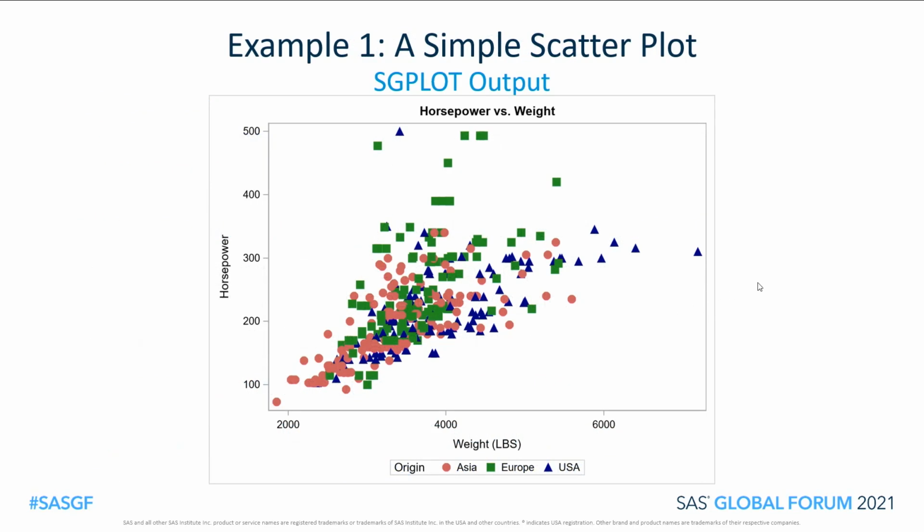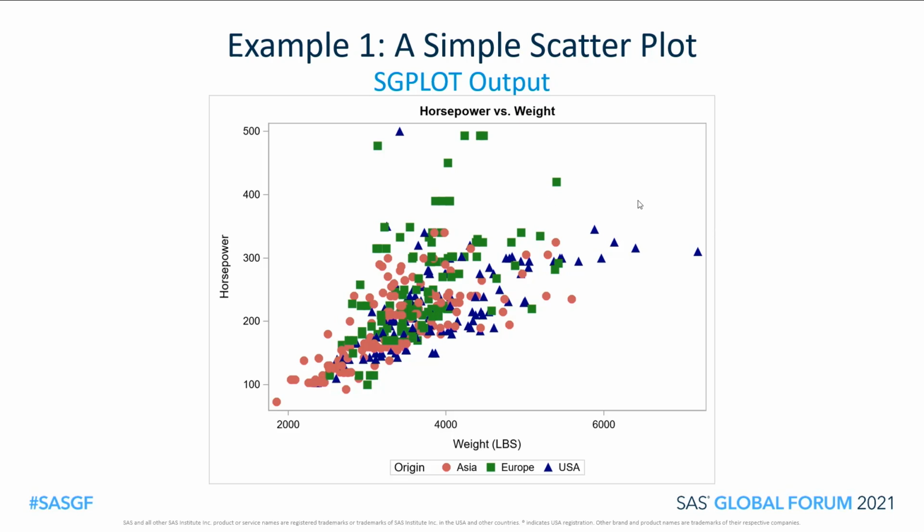Here is the output from our PROC SGPLOT. We have the Indian red circle representing a vehicle from Asia and plotted at horsepower and weight. We have the green square for Europe and the navy triangle for USA. I also added a title. I didn't show that on the slide because there wasn't room. That's just a basic title statement. There's much more we could have customized about this plot. We can change virtually everything you see, but that's not what we're going to focus on today.